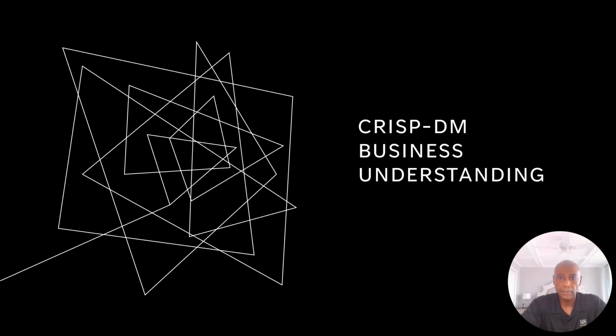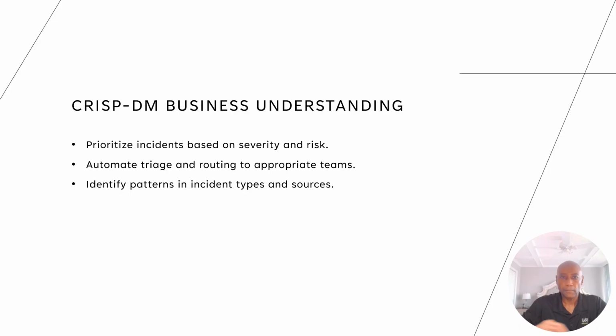The next step is the CRISP-DM understanding. I'll talk about those. The purpose of the CRISP-DM business understanding is to prioritize those incidents based on the severity and the risk. Also, automate triage and routing to appropriate teams. We also want to be able to identify patterns in incident types and sources.